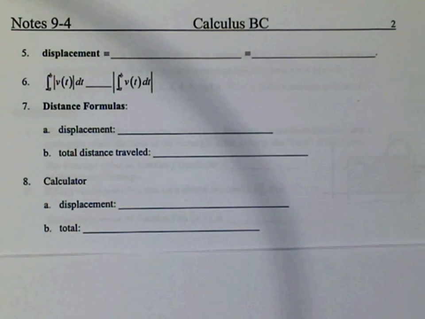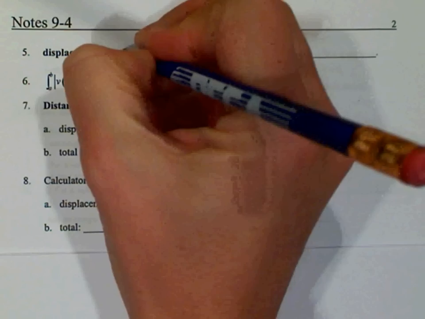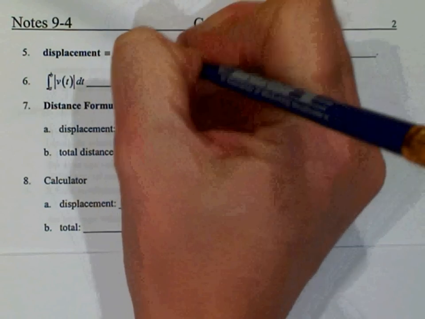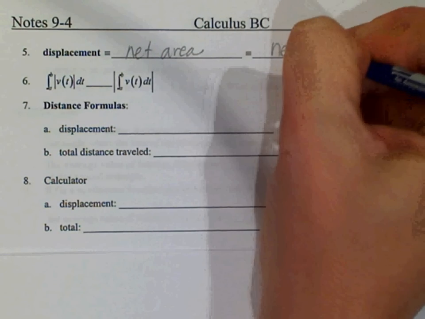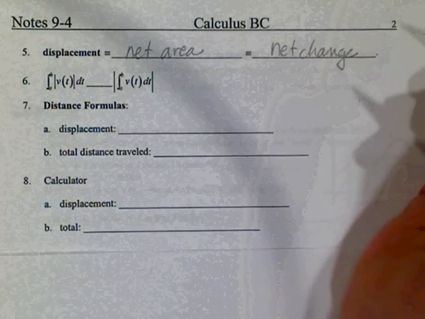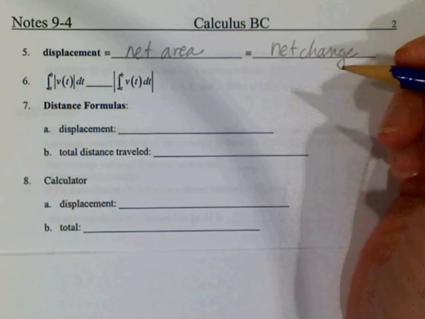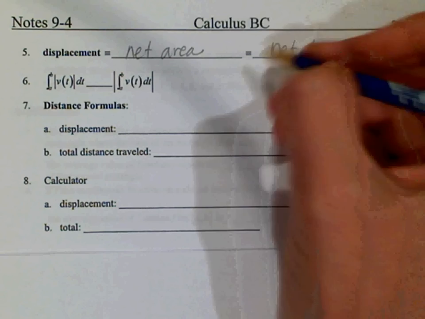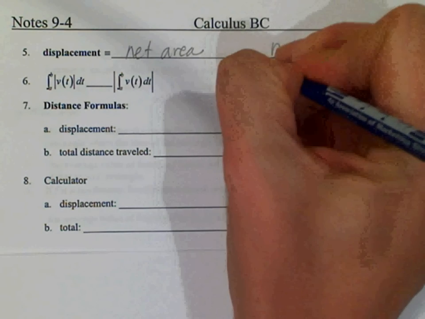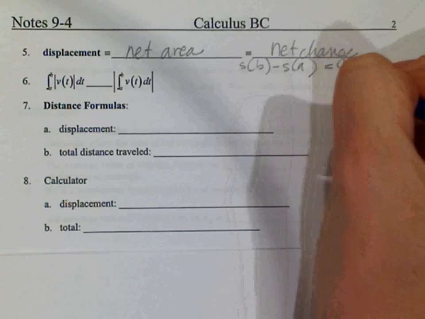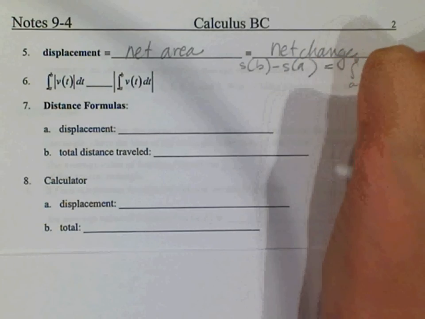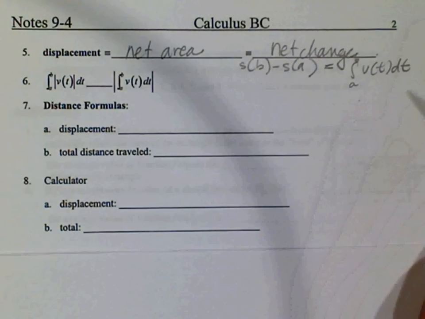Okay, so far in 9.4, let's summarize where we've been. Displacement is the same thing as net area, which is the same thing as net change. Formula-wise, for the net area or net change, always think S at B minus S at A, or the integral from A to B of V of t dt. Okay, same thing.